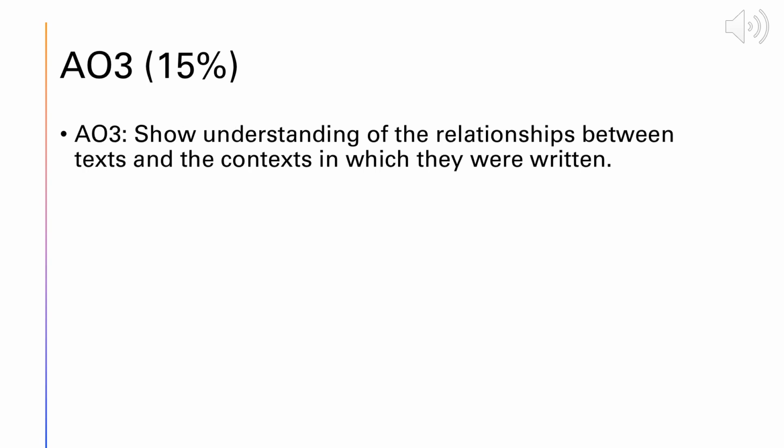Now your third assessment objective is AO3, and as you can see it's worth, well, a lot less than the others, only 15% of your total English literature GCSE. But that doesn't mean it should be discounted. To show understanding of the relationship between text and context in which they are written is very important in creating an entire argument for your essay itself.